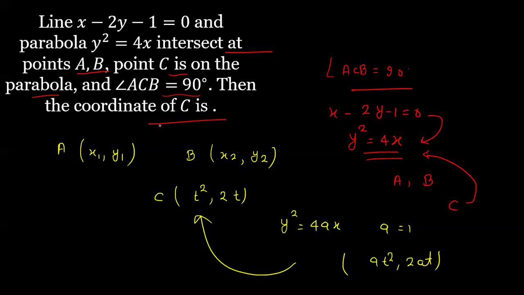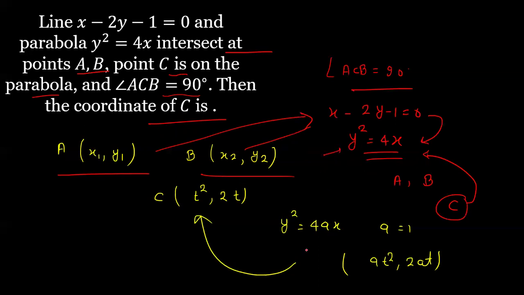So first let us assume that the coordinate of the point A is (x1, y1) and the coordinate of the point B is (x2, y2), and these points lie on this line. And point C is lying on the parabola.